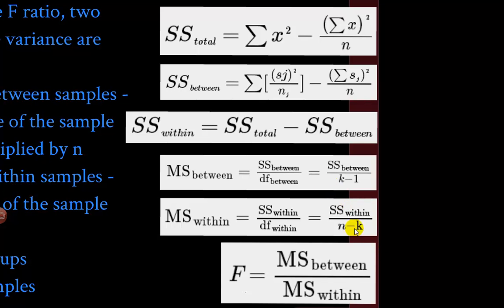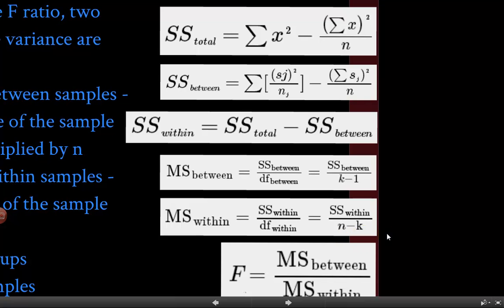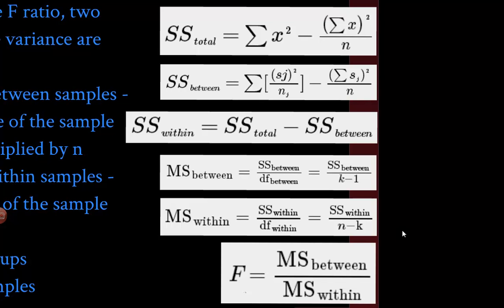And then we have our F value, which is a ratio between the mean squares between over the mean squares within. So it's a long process, but again, we're going to be using a calculator or a computer to do this. We're not going to do this by hand. So don't have to worry about calculating all those little things.